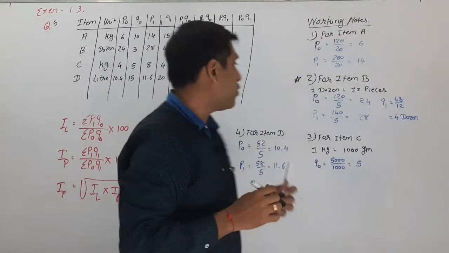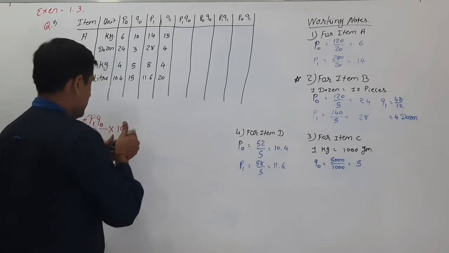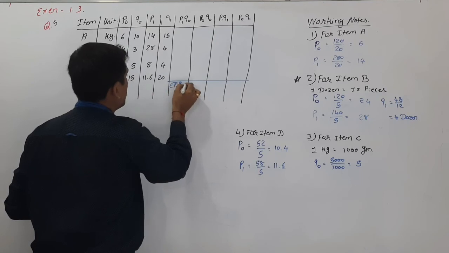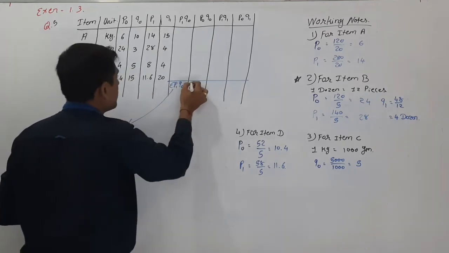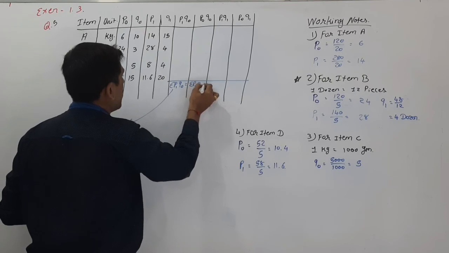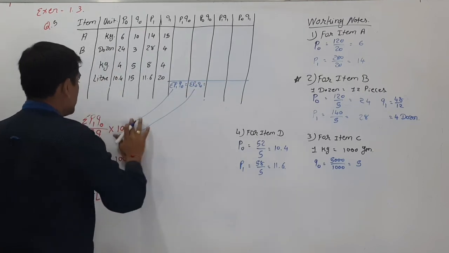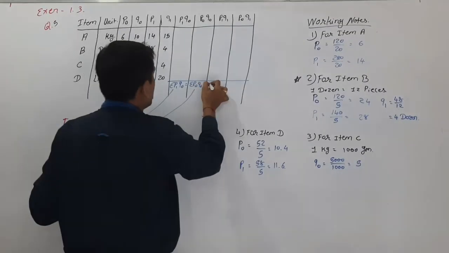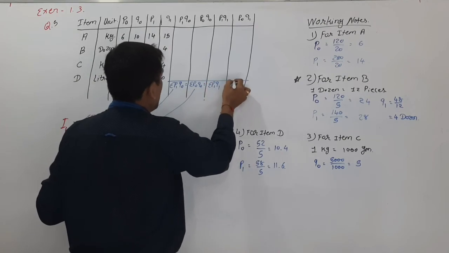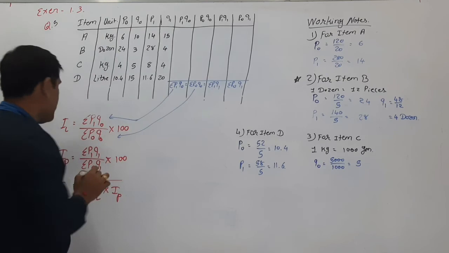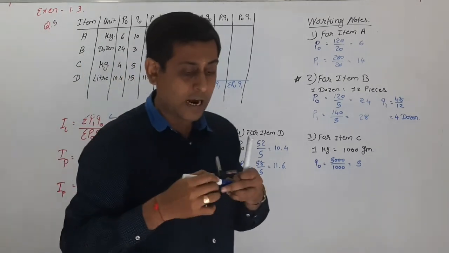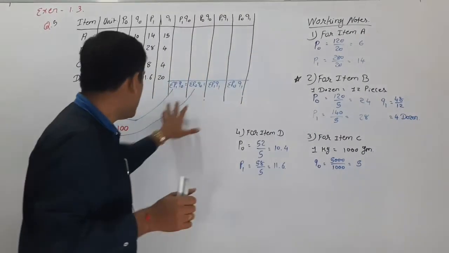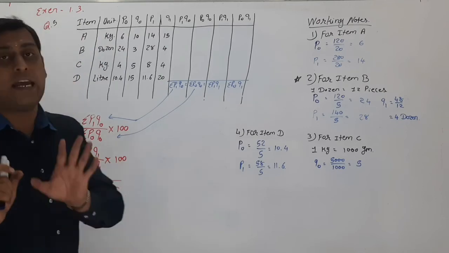See, whatever you got here, that is sigma P1 Q0. You have to write here sigma P0 Q0. Again you have to write here, and you got the IL. Okay, again sigma P1 Q1 and sigma P0 Q1, you got the IP. But here keep in mind that they don't ask IL and IP. If we write this here and this here, then we get IL and IP.